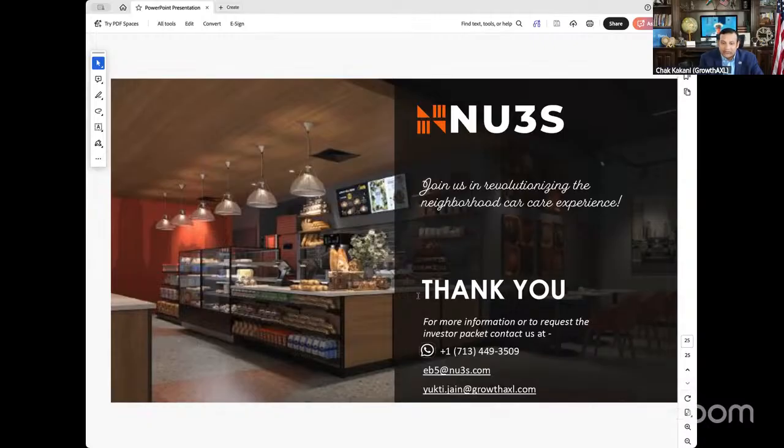Please take a picture of this, the phone number and the WhatsApp number of one of our board members, Mr. Mahavir Jain, who is not present today. Typically, he's there on these calls. Please make a note of this: 713-449-3509. You may WhatsApp Mahavir. The second email goes to the board and our staff, which handles EB-5: EB-5 at nu3s.com. Okay, a simple email address to remember.